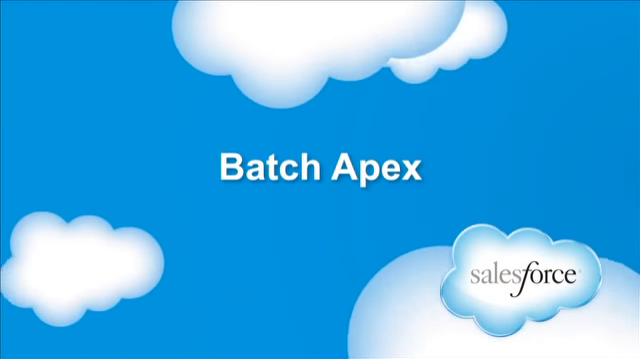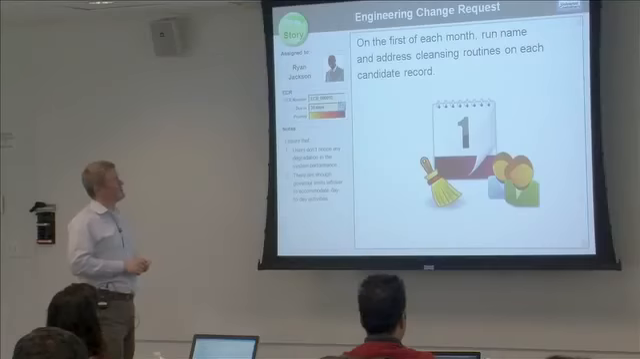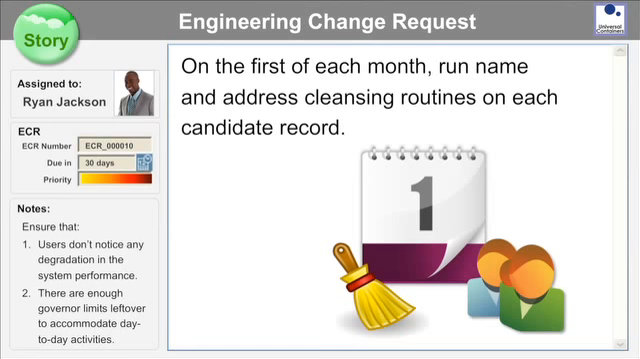Batch Apex. All right, so Batch Apex. So here's one of our engineering change requests. On the first day of each month, run name and address cleansing routines on each candidate record. Before Batch Apex, you'd have to pull your data out using something like Data Loader, make modifications, and then push it back into Salesforce via an update call. With Batch Apex, we can create logic for doing something like this that runs up there on the Salesforce servers.